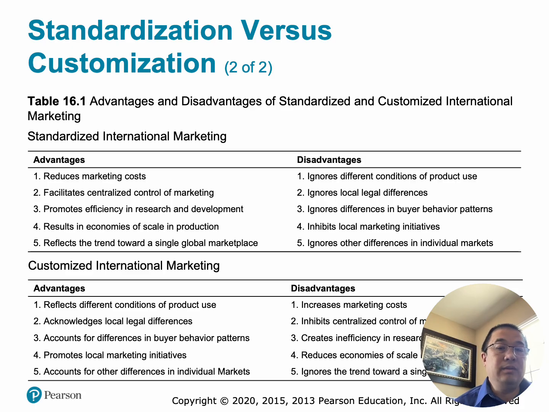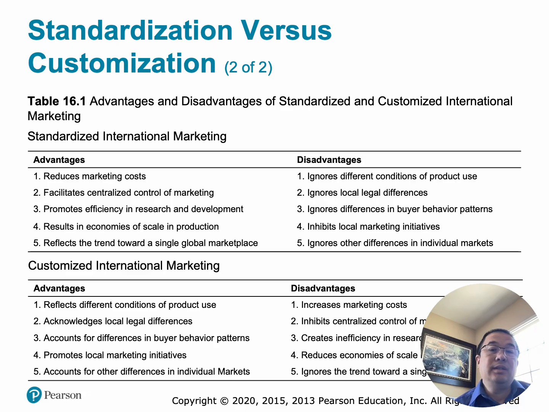As an example, one global advertising campaign instead of using separate campaigns for 50 countries. Number 2, facilitates centralized control, so headquarters can more easily manage global marketing activities. Number 3, promotes efficiency in R&D. Product development costs are spread across many markets. Number 4, it helps to create the economies of scale, so large production volumes reduce per unit costs. As an example, producing one smartphone design for global markets is much cheaper than creating dozens of versions.